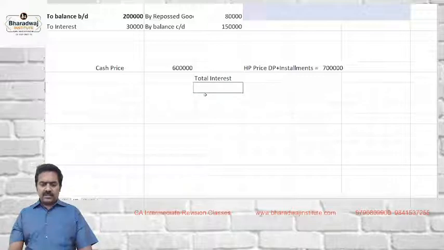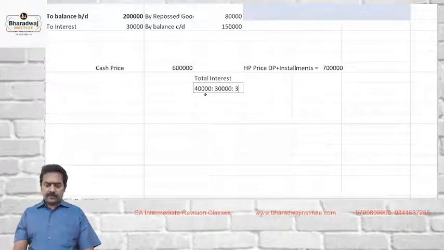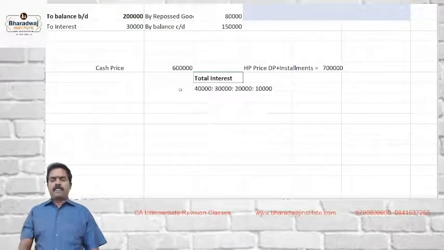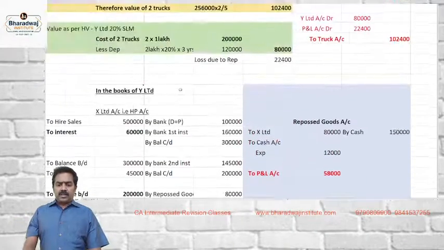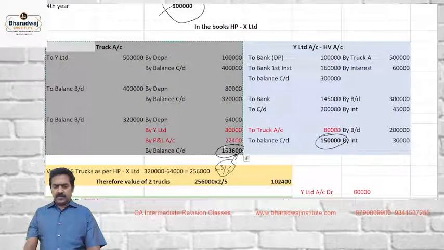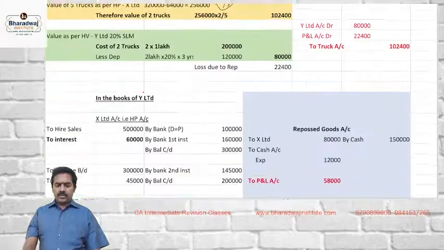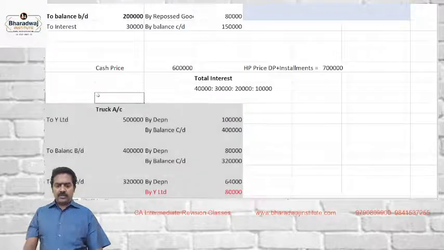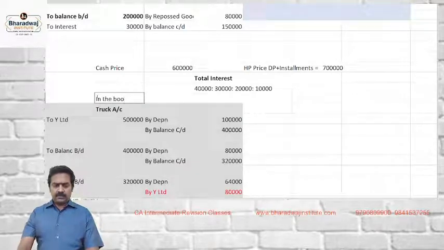7 lakhs. So what is the total interest you get? We can apportion that in ratio. 4 years, 40,000, 30,000, 20,000 and what? 10,000. Like that you can apportion the total interest. Then prepare ledger accounts in the books of which party first? Who is the purchaser? Start. In the books of ABC Limited.